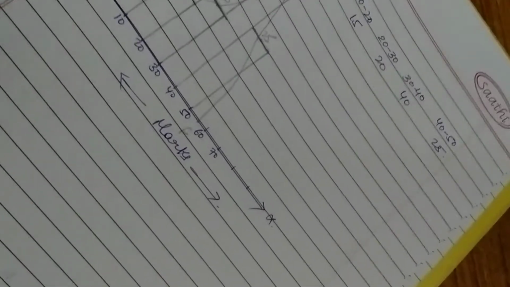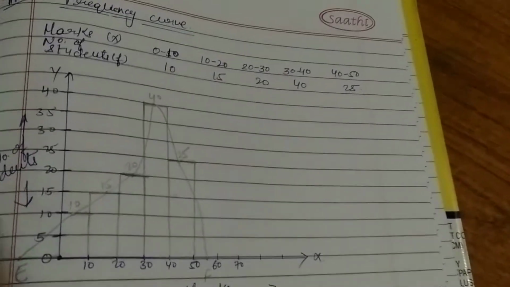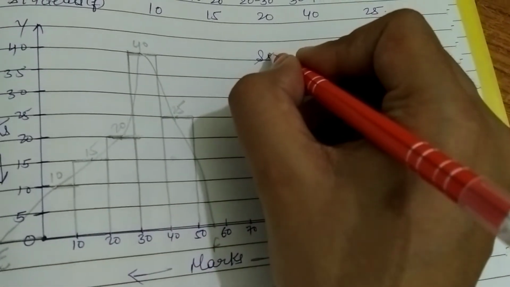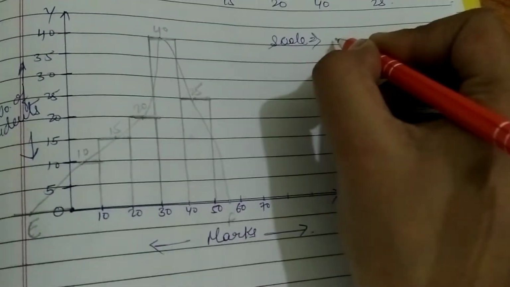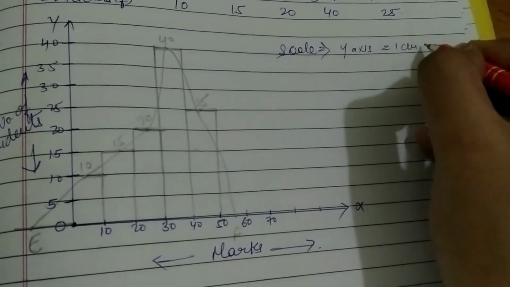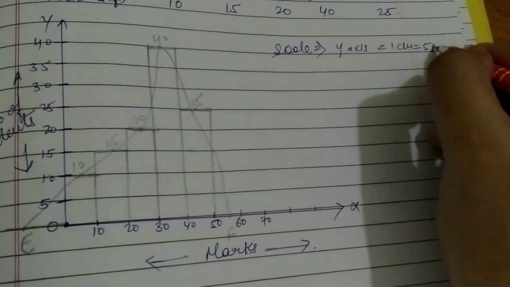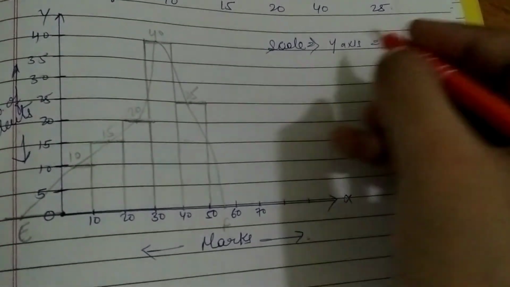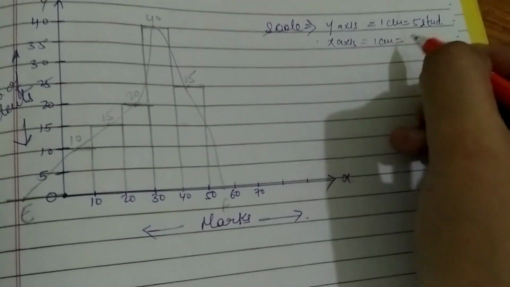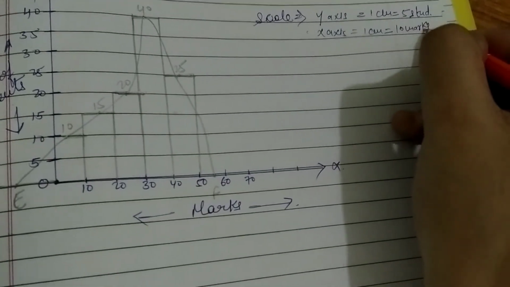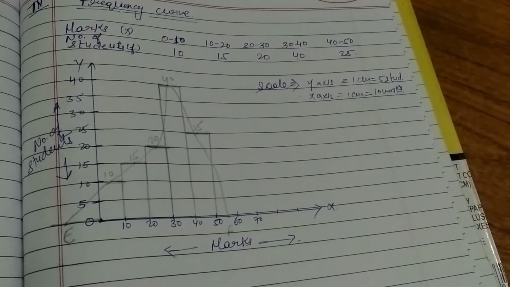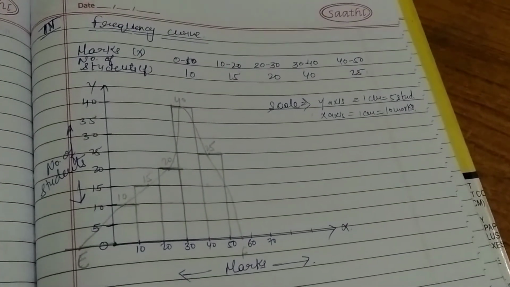This is about the frequency curve, and you can also write the scale, like scale on y-axis: 1 centimeter is equal to 5 students, and on x-axis: 1 centimeter is equal to 10 marks. We are showing marks on the x-axis, so we write that, and on the y-axis we are showing students, so we can write that. So this is how you can plot a frequency curve.